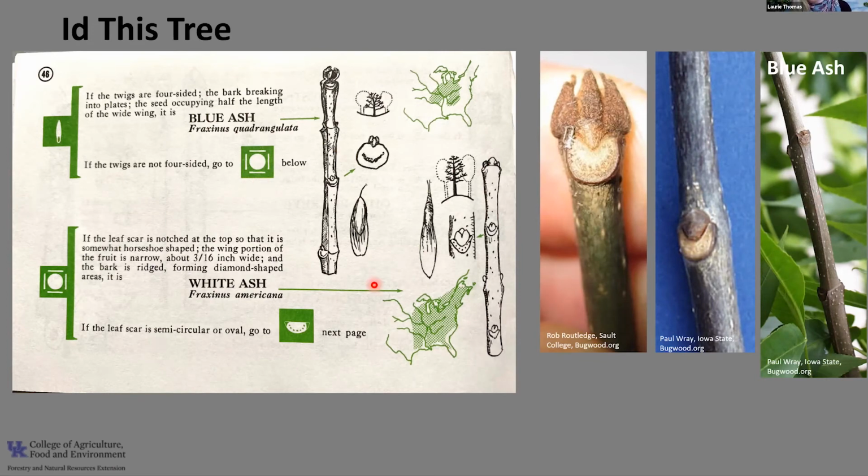Well, this is not a four-sided twig. We don't see those ridges on it to indicate that it is square. In fact, it is a round twig. So we're going to have to follow this symbol down below. And now it's going to ask us another set of questions.